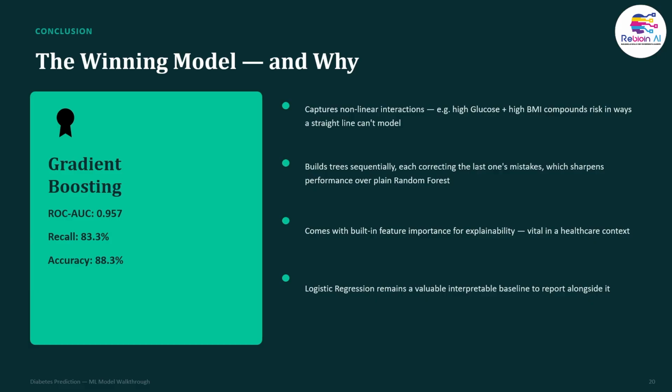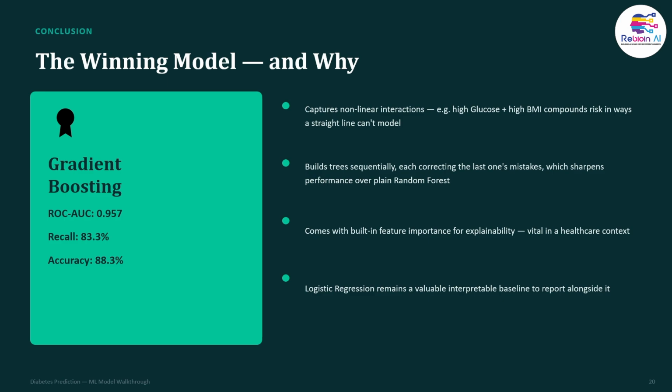So let's bring all this together. Our winning model here is gradient boosting with a ROC AUC of 0.957, a recall of 83.3%, and an overall accuracy of 88.3%. It wins for a few concrete reasons.